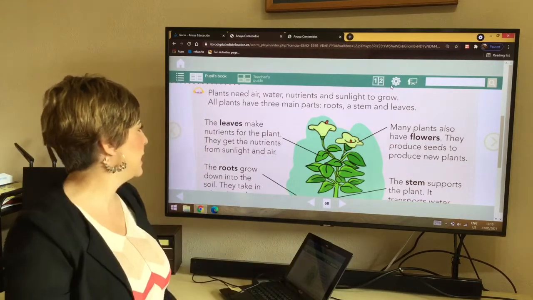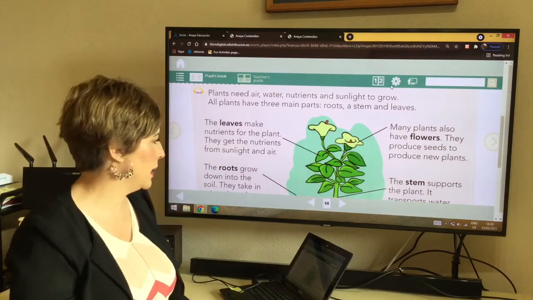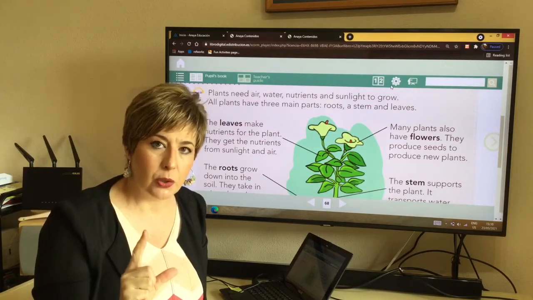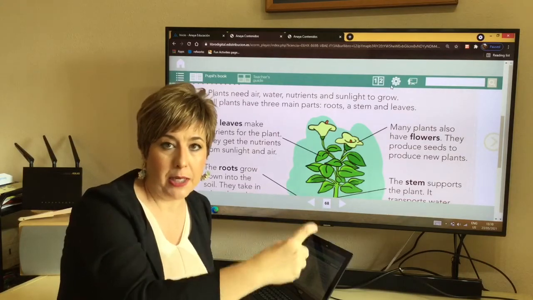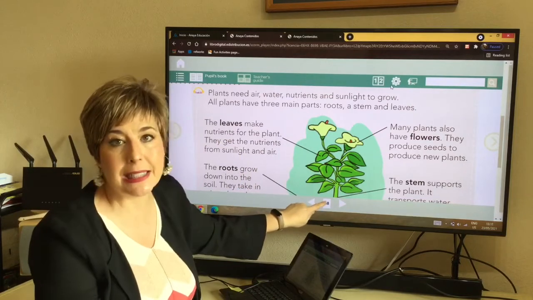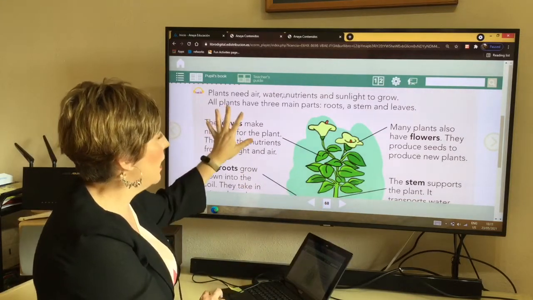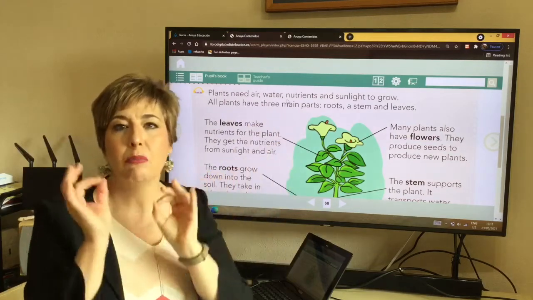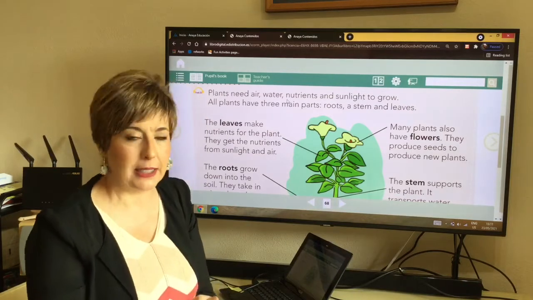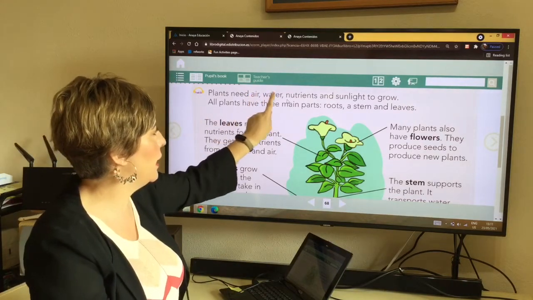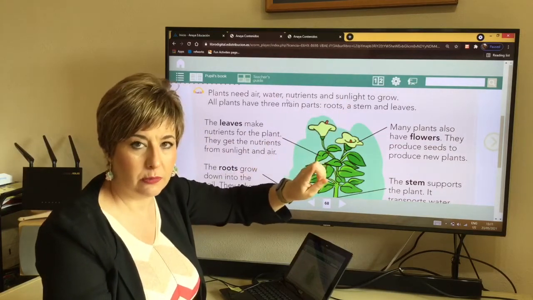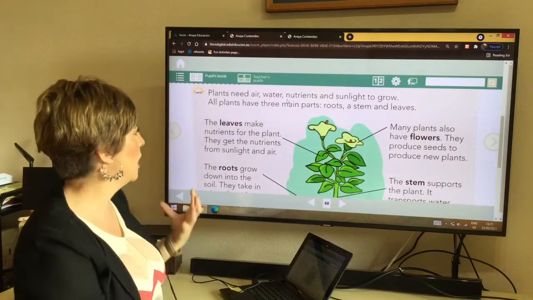Let's go to the different parts of the plant. It's very important that you know the part and you know the function. So what is that part used for? In Natural Science, page 68, we have the most important thing. Plants are living things. They are living organisms. So they need air, water, nutrients, and sunlight to grow, because they are alive, they are not dead.